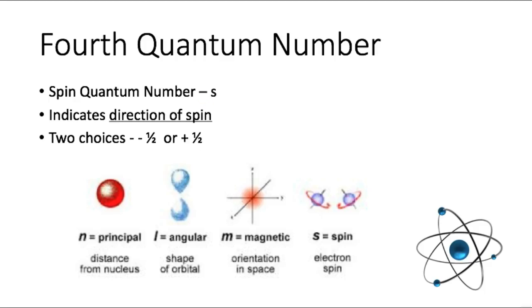Our fourth quantum number is the spin quantum number, which is given the letter designation S, and it describes the direction of the electron's spin. So we have two choices here. It can either be -1/2 or +1/2.